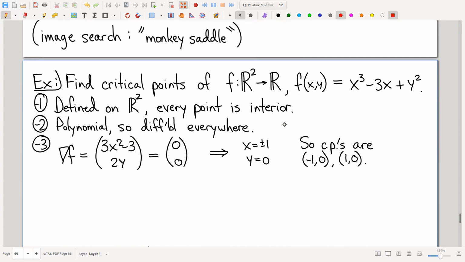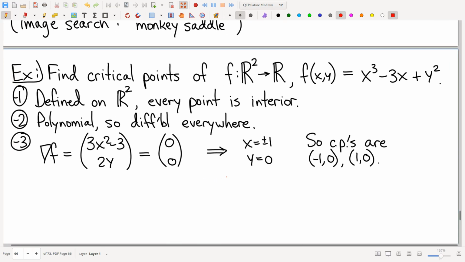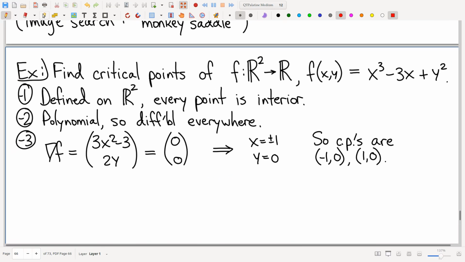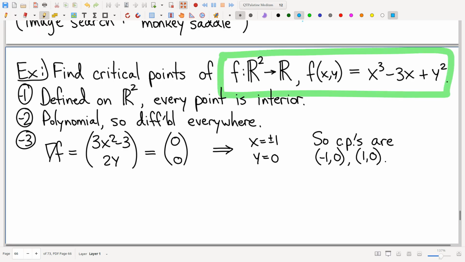Okay, so let's do an example. Let's find all the critical points of this function here. Notice that our domain is R2. Now again, we've got to go through all 3 conditions. We've got to check all 3 conditions. First condition, we have to look for points that are on the boundary. R2 doesn't have a boundary. Every point in R2 is in the interior of R2. So we looked. There weren't any.